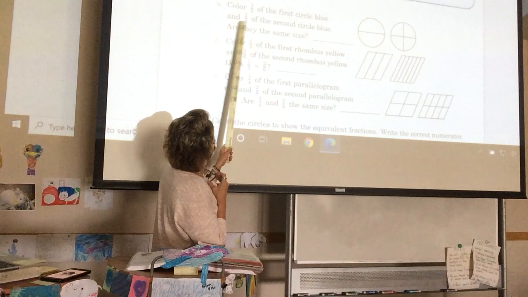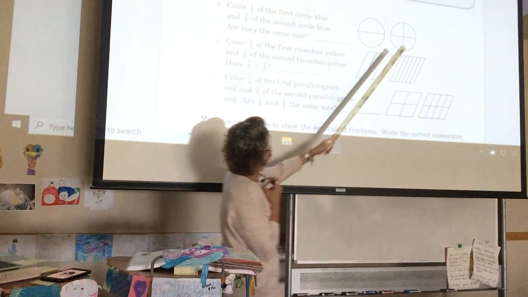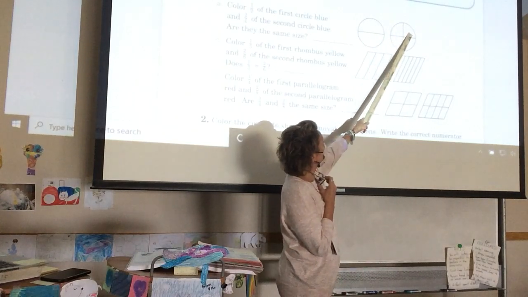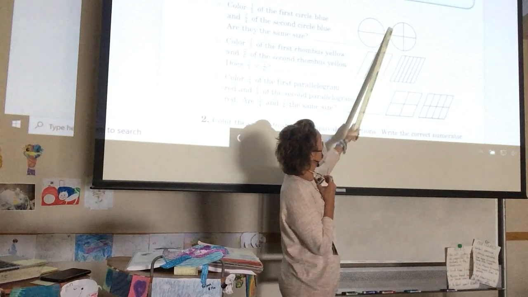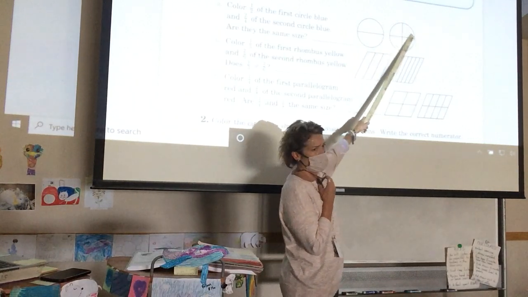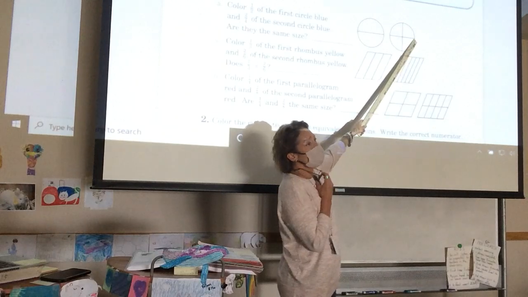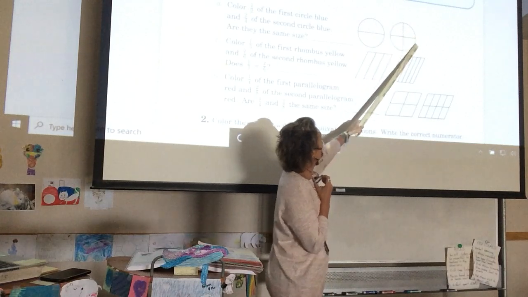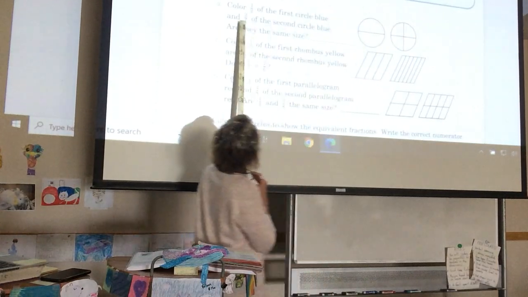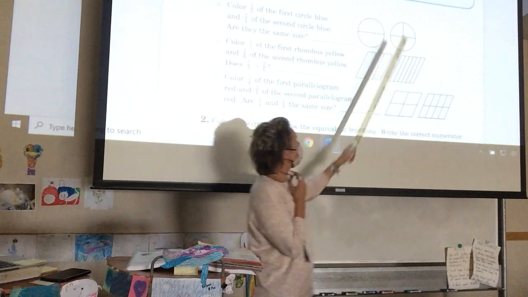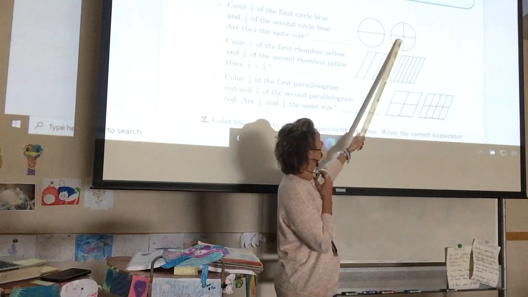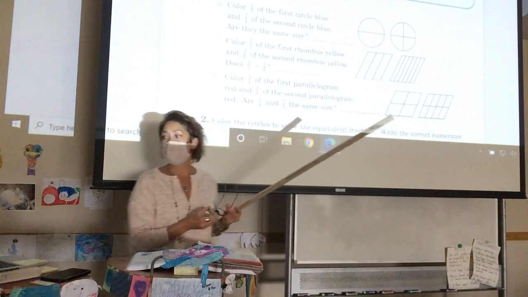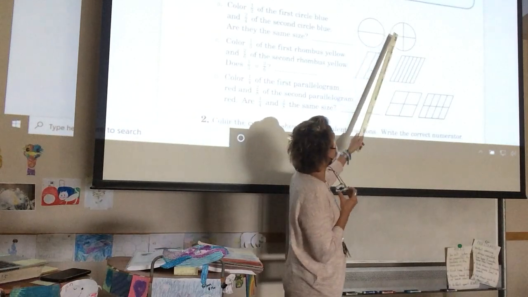So, and 2/4 of the second circle. How many sections do I have? 1, 2, 3, 4. So 4 is going to be the numerator or the denominator? The denominator. Remember, the denominator is all the sections. So the denominator is going to be 4. So you want to color 2/4. So how many of these pieces are you going to color in to show 2/4? Jeremiah? 2. Yes. You can pick whichever 2 you want. It doesn't matter.